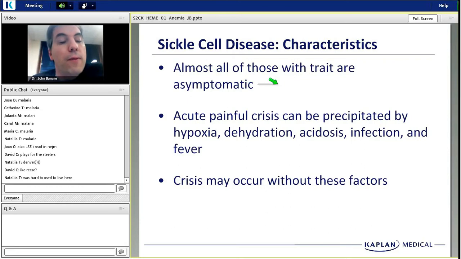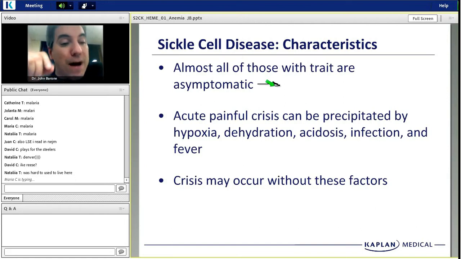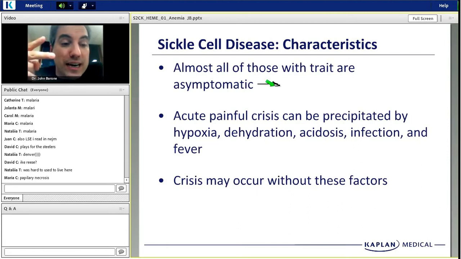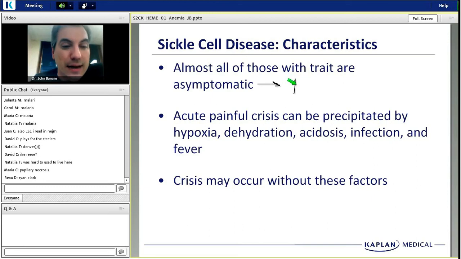Now, one problem I want you to know about trait. It'll always get some sickling in the renal medulla because the renal medulla doesn't get a lot of blood. The cortex gets the blood. So the renal medulla is hypoxic and acidotic. Those are two reasons to get sickle cell crises, right? Acidosis and hypoxia. So in trait patients, they get sickling in the kidney. So they can get some blood in the urine. They can get some urinary infections.